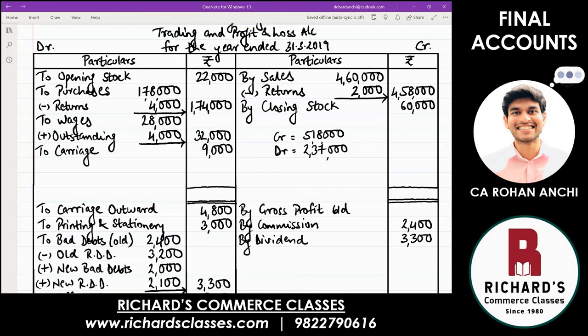Okay, 5,18,000 and 2,37,000. Always write the greater total on both sides. So credit side was greater, 5,18,000. Same total on the debit. And whatever difference is there on the debit, you will transfer it, or call it gross profit, to gross profit carried down.